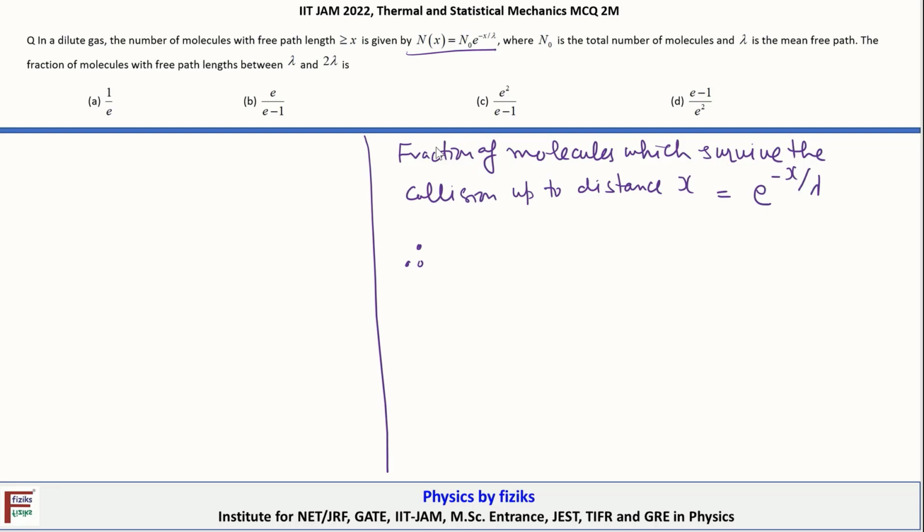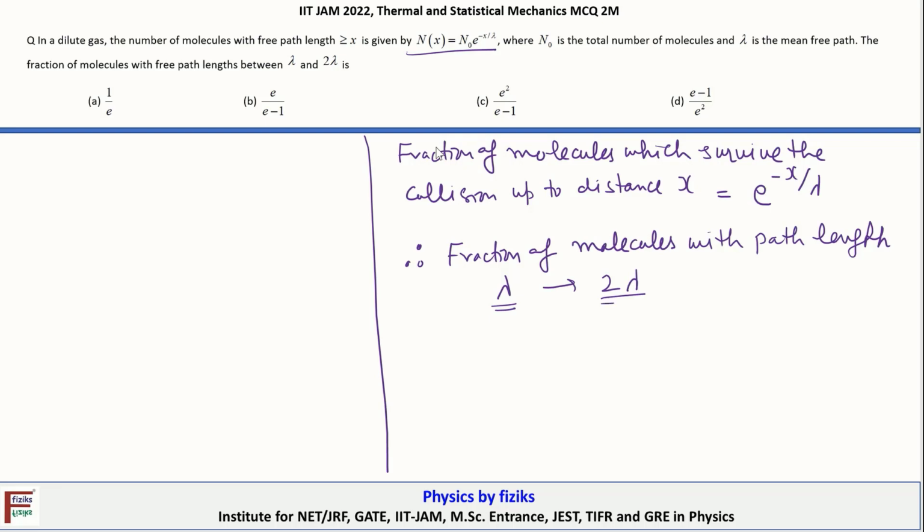Therefore the fraction of molecules with path length between lambda and 2 lambda. Definitely the molecules which survive a path length of lambda will be more than the molecules which survive a path length of 2 lambda, because after traveling a distance of lambda, they have to travel a further distance of lambda. In this distance again some of the molecules will collide and the corresponding number will reduce.